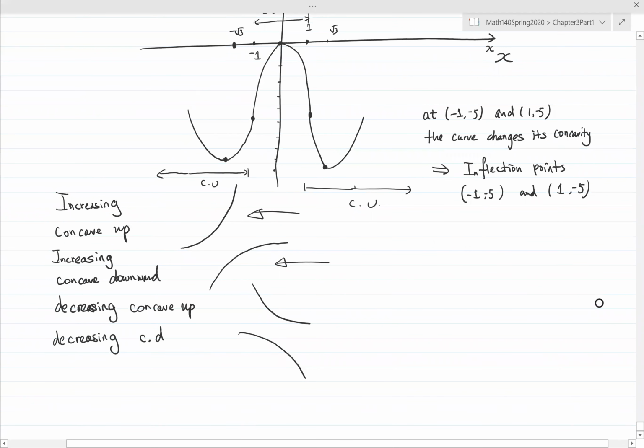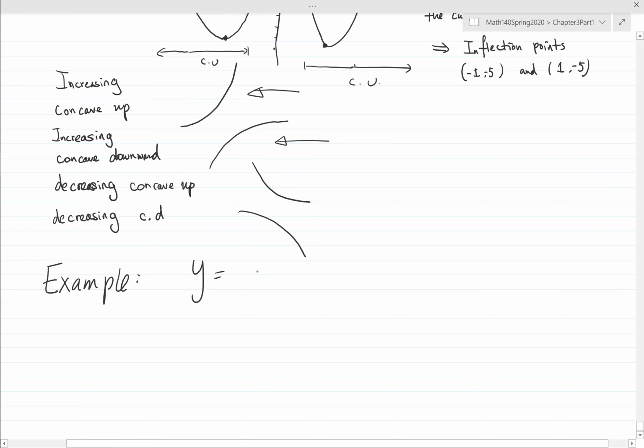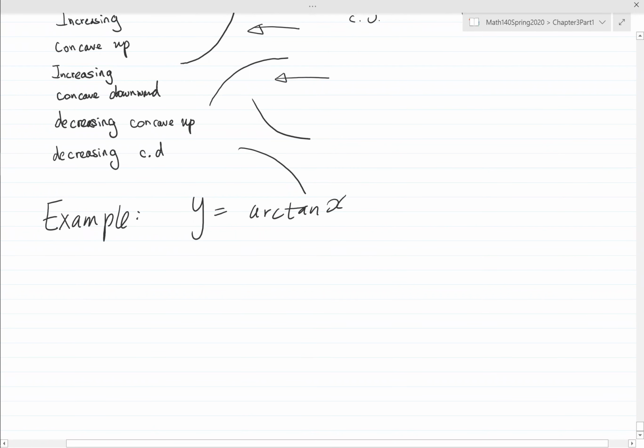Okay, let's do some more examples. This example: y equals arctan x. Find its concavity. Now we take a derivative and a second derivative.